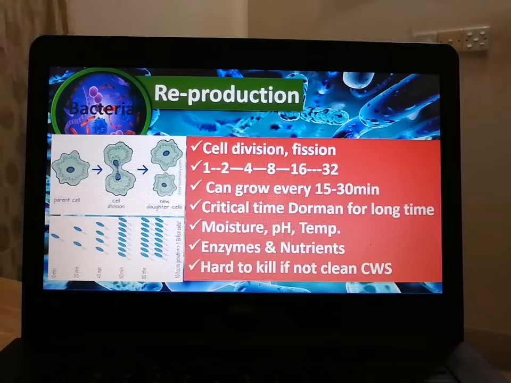We have to understand the reproductive system. Like algae and fungi, bacteria also grow by cell division, by the process of fission. If you see the left side picture here, the parent cell breaks down 1 to 2, 2 to 4, 4 to 8, 8 to 16, 32, and they grow and grow and grow. They can start their reproduction from time 0 to 15 to 30 minutes. Even within 15 minutes, bacteria can start to grow. A human has to wait maybe 15, 18 years to reproduce, but for bacteria only 15 minutes. So by 15 minutes, bacteria become adult enough to reproduce and grow the next cell.